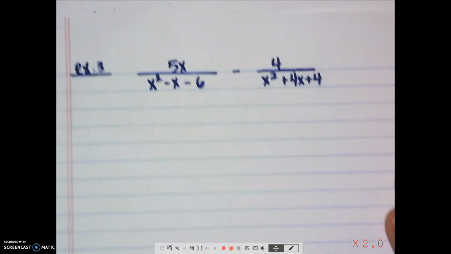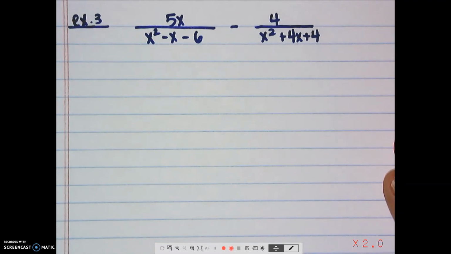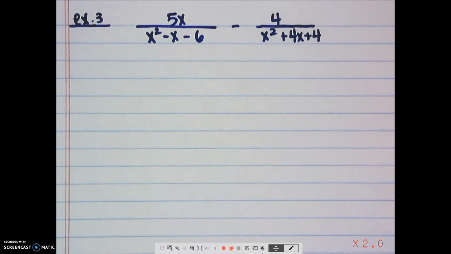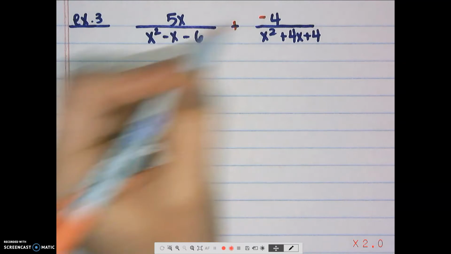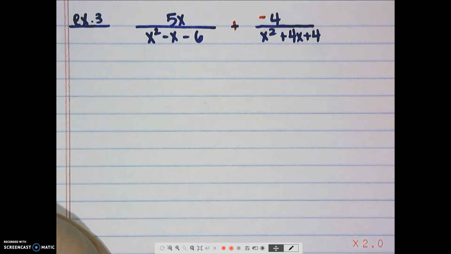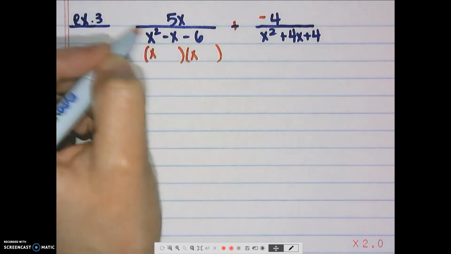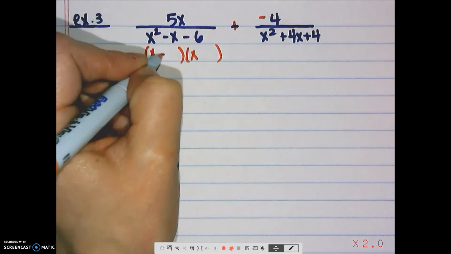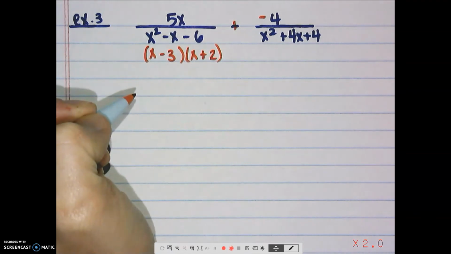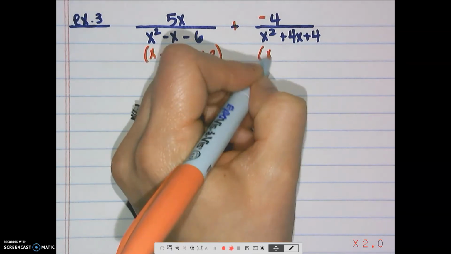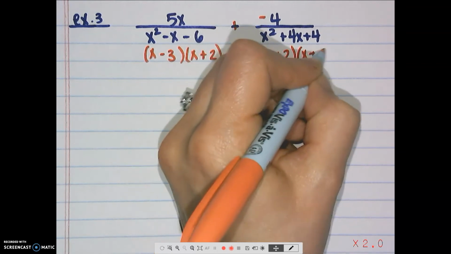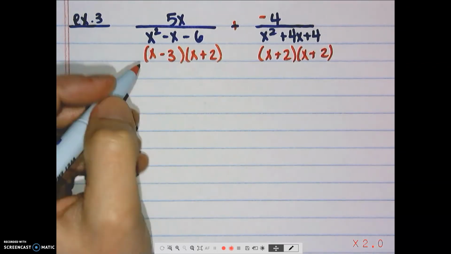Let's take a look at one more full example here. So we have 5x divided by x squared minus x minus 6 minus 4 divided by x squared plus 4x plus 4. Change the sign there and make the 4 be negative. Now this question should look familiar to you. It was the last example that we did with adding rational expressions. So let's go ahead and factor those denominators. X squared minus x minus 6 factors into x minus 3 and x plus 2. And x squared plus 4x plus 4 is going to factor into x plus 2 and x plus 2, or x plus 2 squared, however you want to write it.